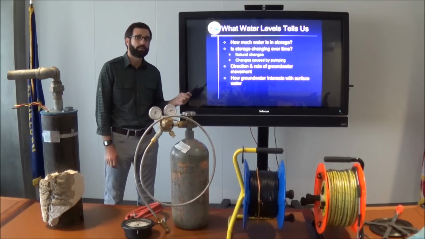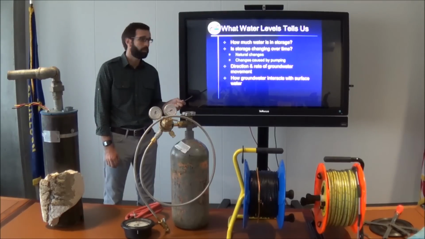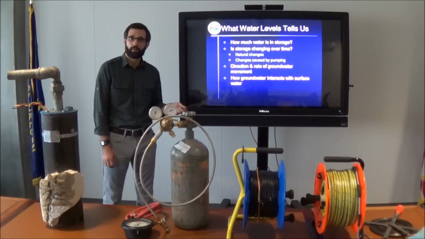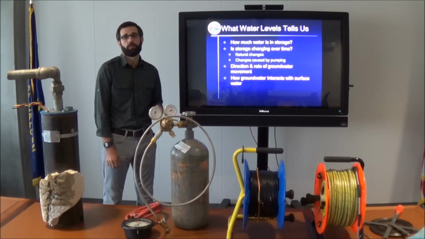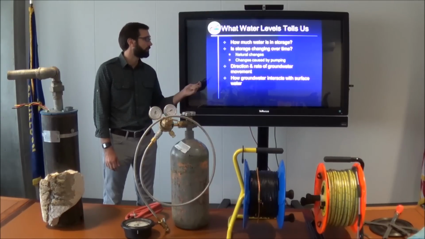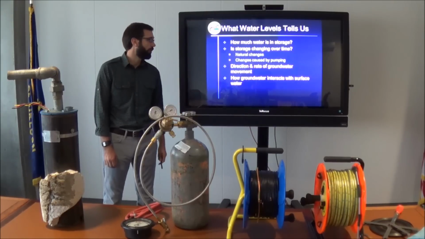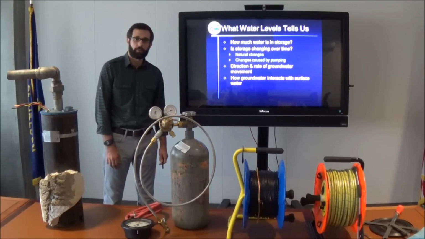You can also get an idea of, are these natural changes? Are they due to climate cycles? Or is it related to changes caused by pumping? Is there an increase in pumping in the area that would be causing water levels to decline? Or is pumping decreasing in the area and water levels are going back up in response to that? It can also tell us about the direction and the rate of groundwater movement. And finally, how groundwater interacts with surface water.